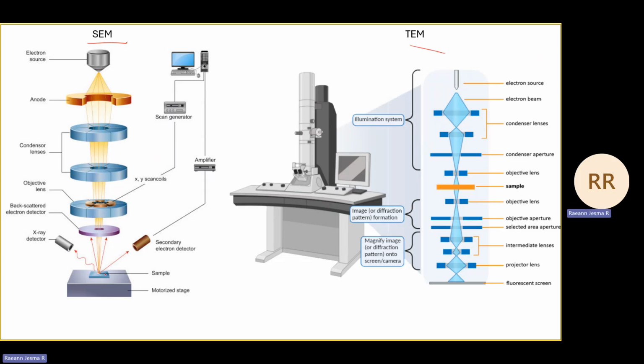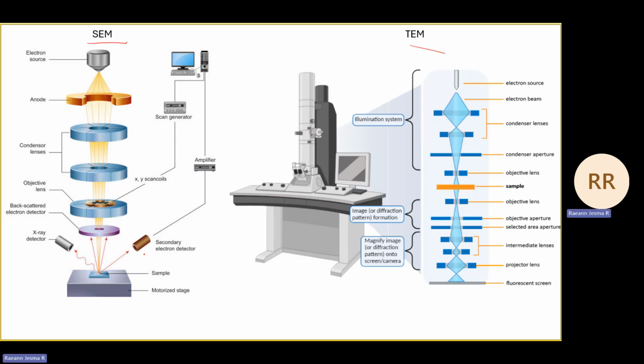Then here you can see this is a sample, and this is kept on a motorized stage so that we can move around while we image different portions of the sample at the same time. In order to sense the electrons, we have different kinds of detectors. One is the backscattered electron detector, the X-ray detector, and the secondary electron detector.